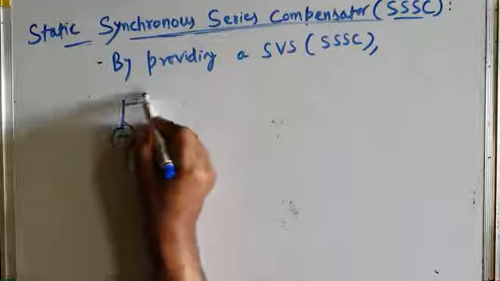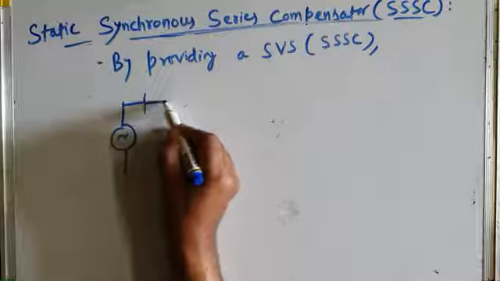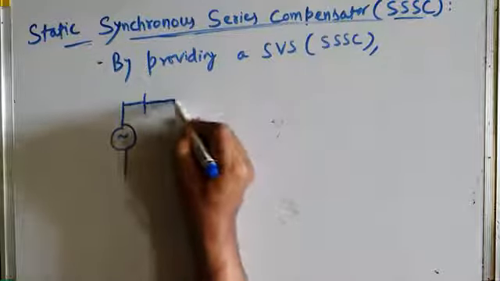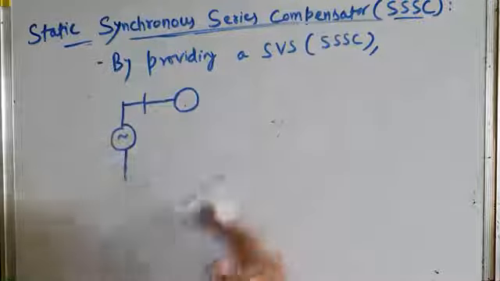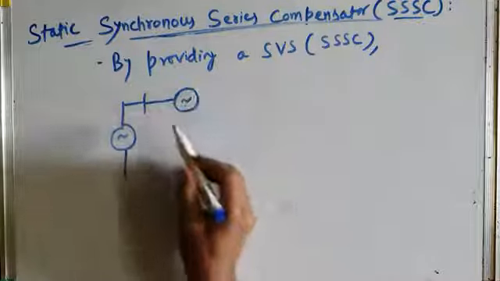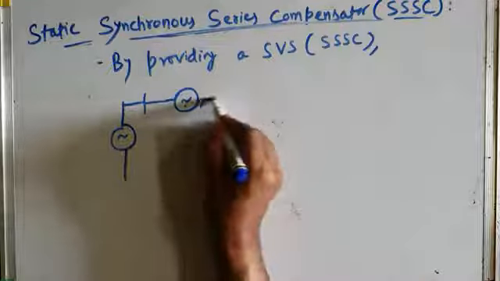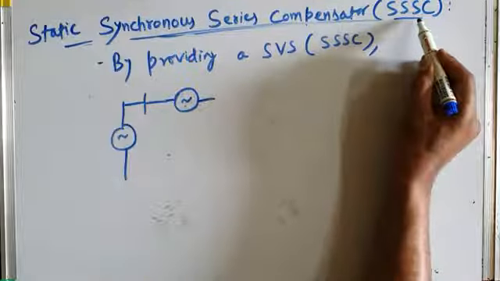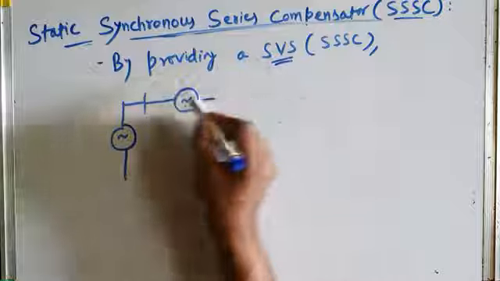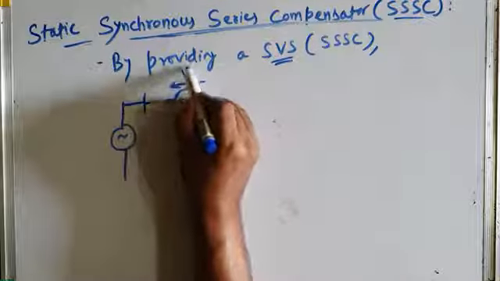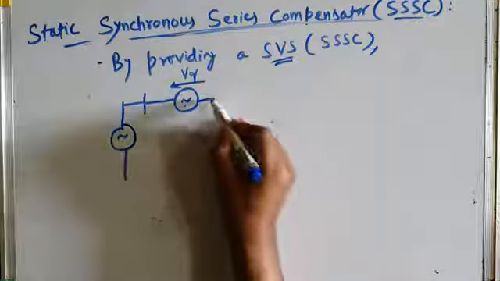Again, this is the sending end voltage. Now, instead of having a capacitor, I have an injected voltage in series with the transmission line. And who injects this voltage in series with the transmission line? SSSC. Because SSSC is a voltage source inverter. It produces a three-phase voltage. It acts as a synchronous voltage source, and it provides a voltage, for example, VQ in series with the transmission line.